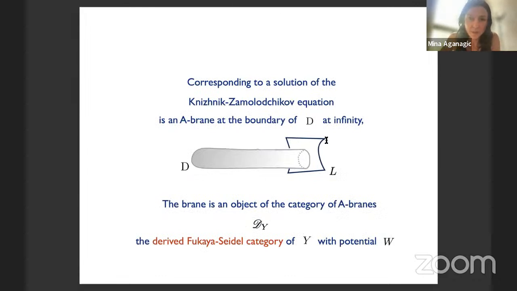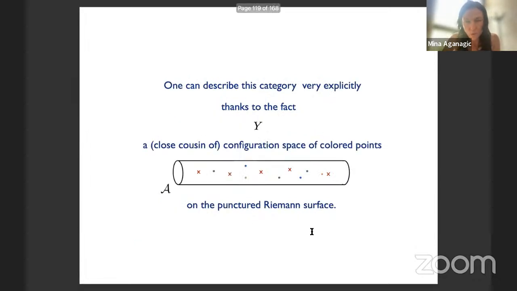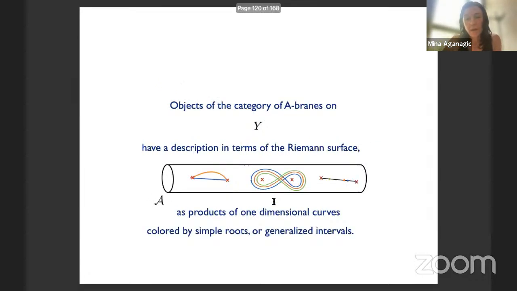Corresponding to a solution of the KZ equation is an A-brane at the boundary of this long cigar at infinity. So this brane is an object of the category of A-branes, the derived Fukaya-Seidel category of Y with potential W. One can describe this category very explicitly, thanks to the fact that Y is a close cousin of the configuration space of colored points on a punctured Riemann surface. Objects of the category of A-branes can all be described in terms of the Riemann surface as either products of one-dimensional curves colored by simple roots or generalized intervals, curves with boundaries with collections of points running along.